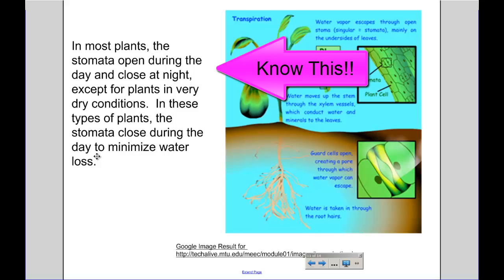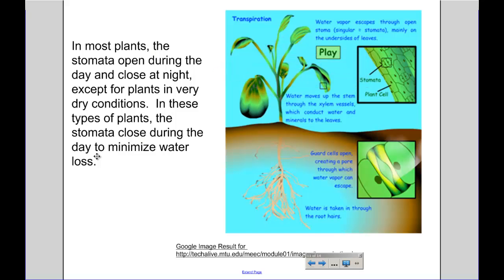Except for plants that are in very, very dry or extreme conditions. Okay, in these types of plants, it's going to be usually the opposite. The stomata close during the day to minimize water loss. Okay, so for example, like in a desert is very, very hot and very, very dry. So the stomata are going to stay closed so the plant doesn't lose too much water and shrivel up.